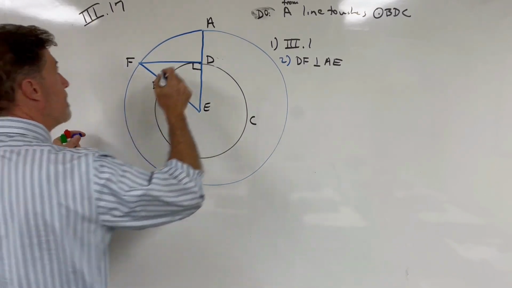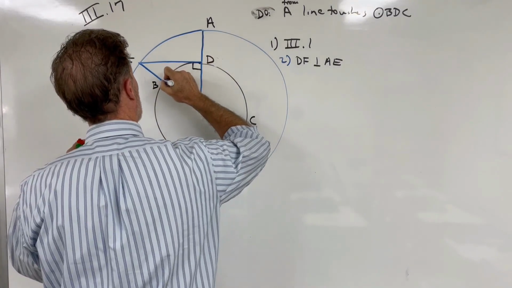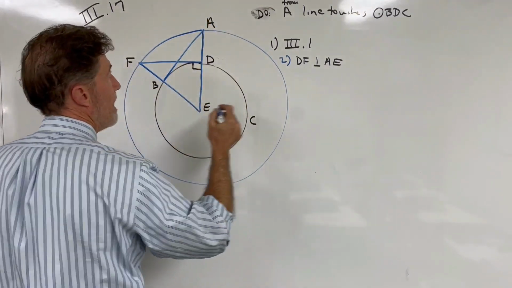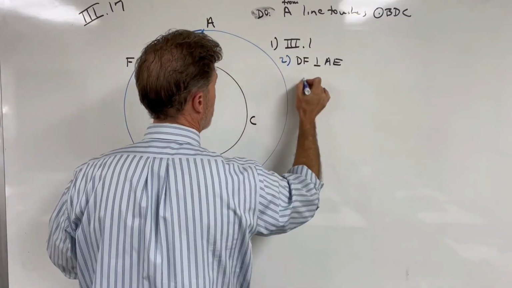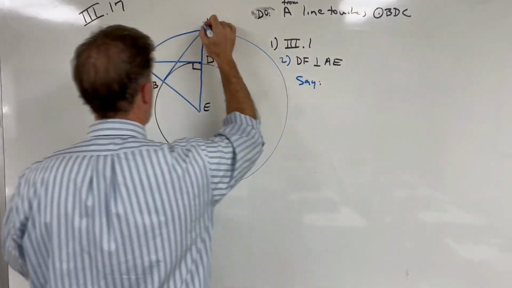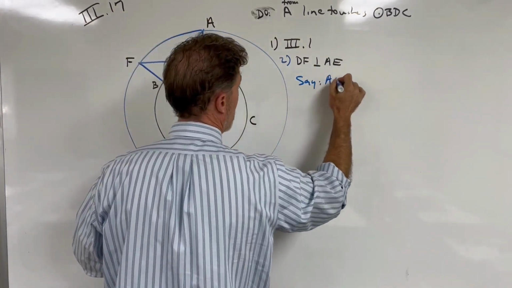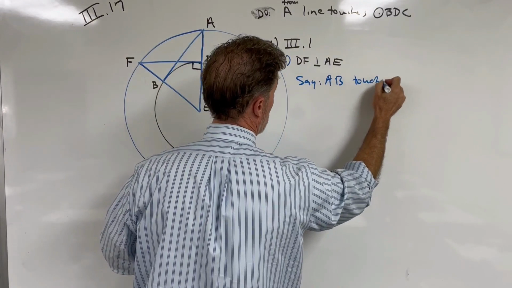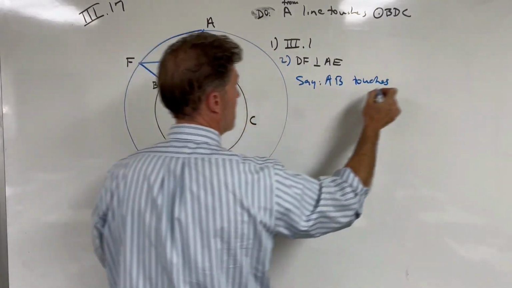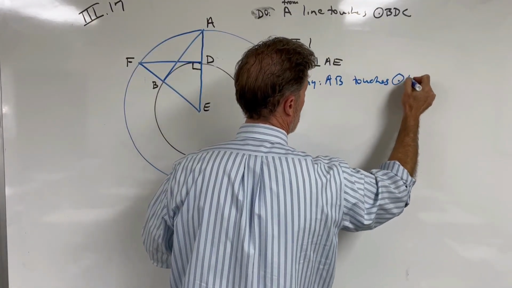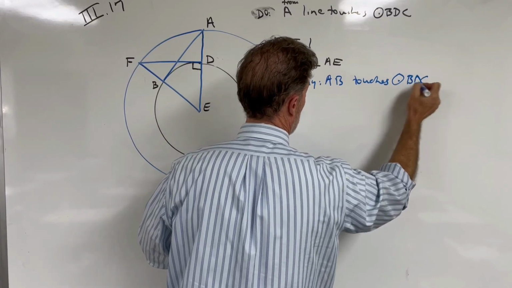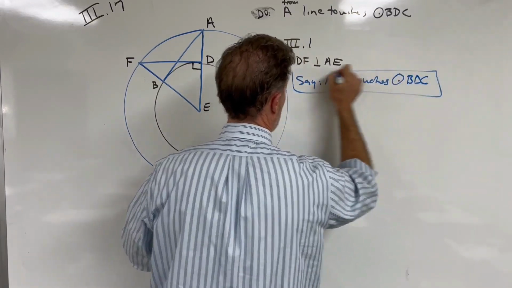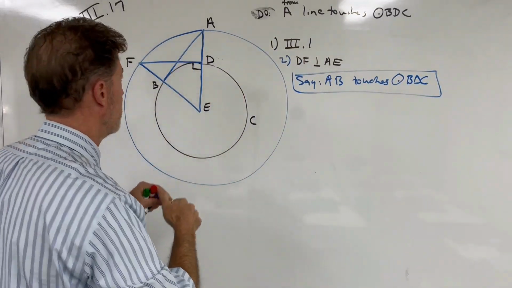And finally, we're going to connect A and B. And at this point, I can say that AB touches circle BDC. I think now we have enough to say we can prove this.